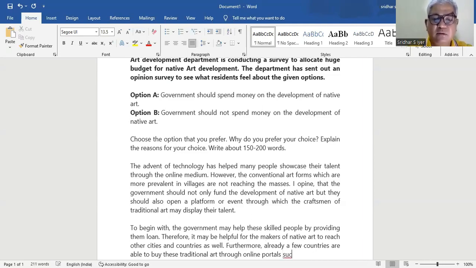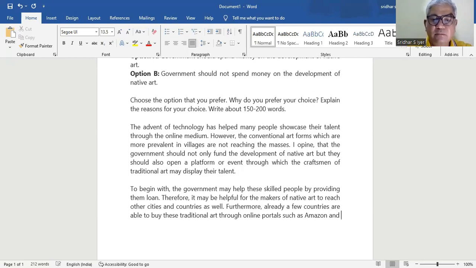such as Amazon and... What else can we say? Is there any other site? We can talk about Myntra. We can say three things at least. So shall we generalize it by not taking the names? Yes, we can do that. Okay.